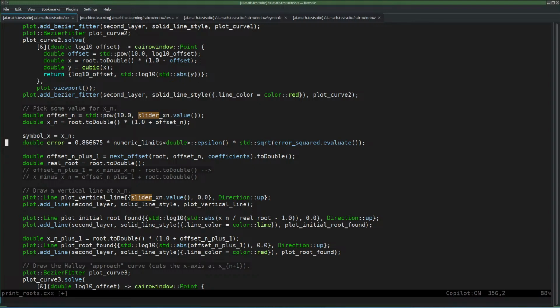I think I have to convert this value now back to the x-axis in the same way as we do here. Log 10 of xn divided by the real root minus 1. But my error is already that. Yeah, so I just need to get the log 10 of it. Let's copy this.